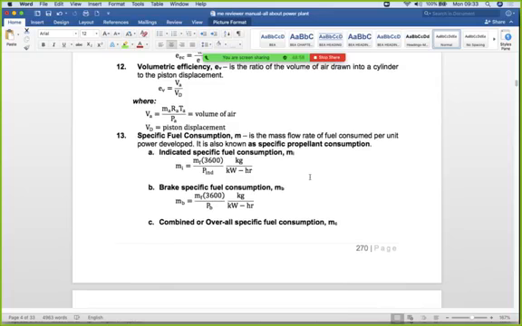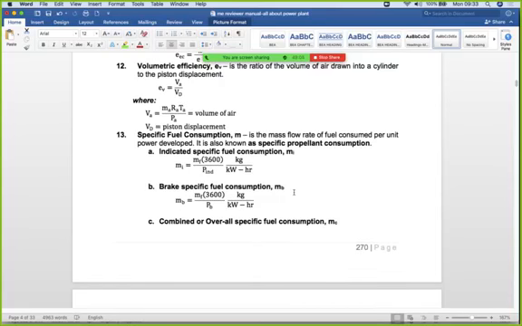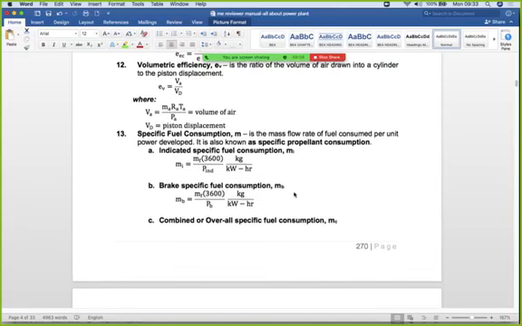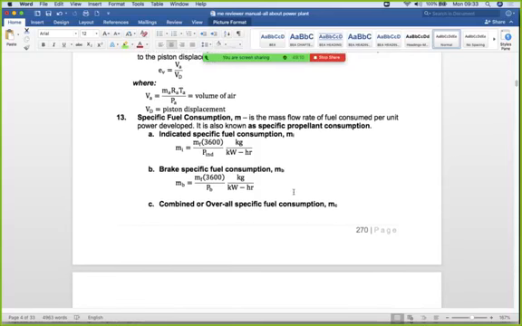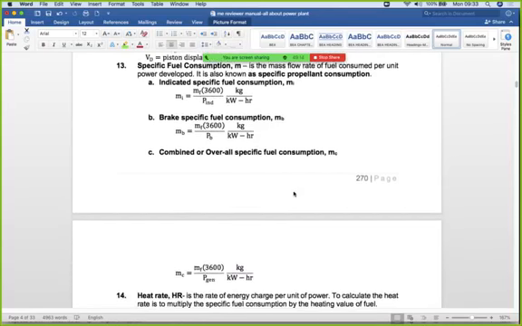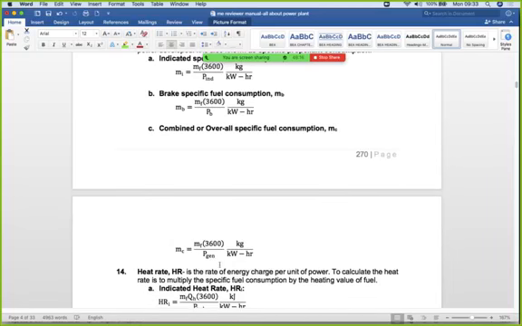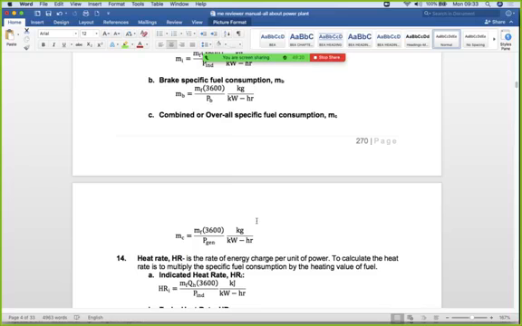So the brake, same thing with brake specific fuel consumption. It is also the rate of fuel, but the denominator is brake power. But for combined, we combine the two. So that is the generator, which is the denominator. We are not talking anymore about the indicated power and the brake power of the diesel. But in the combined, we already talked about the generator, once its energy is now transferred to the generator, creating that electrical power. So that is the combined now.